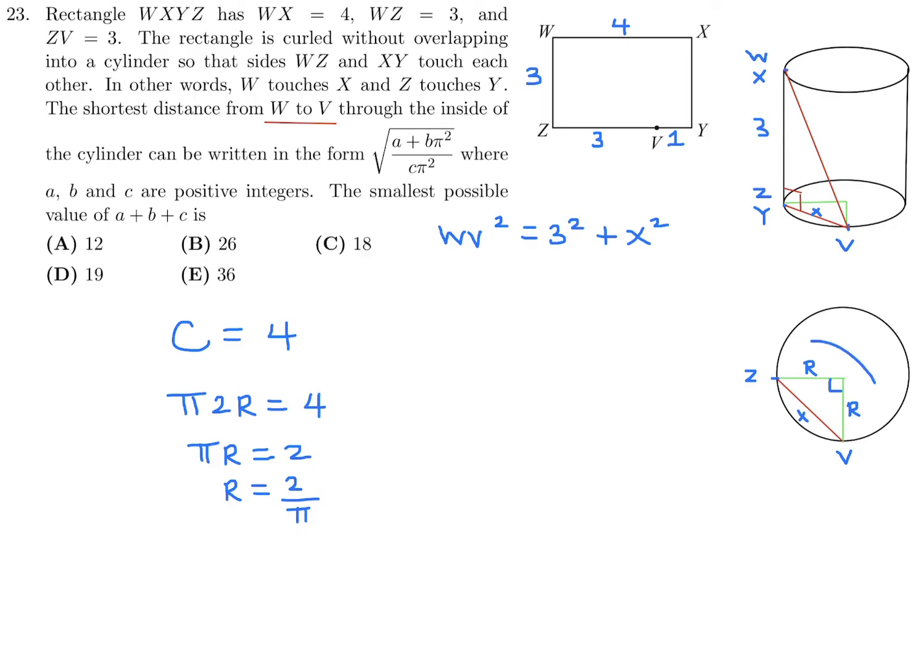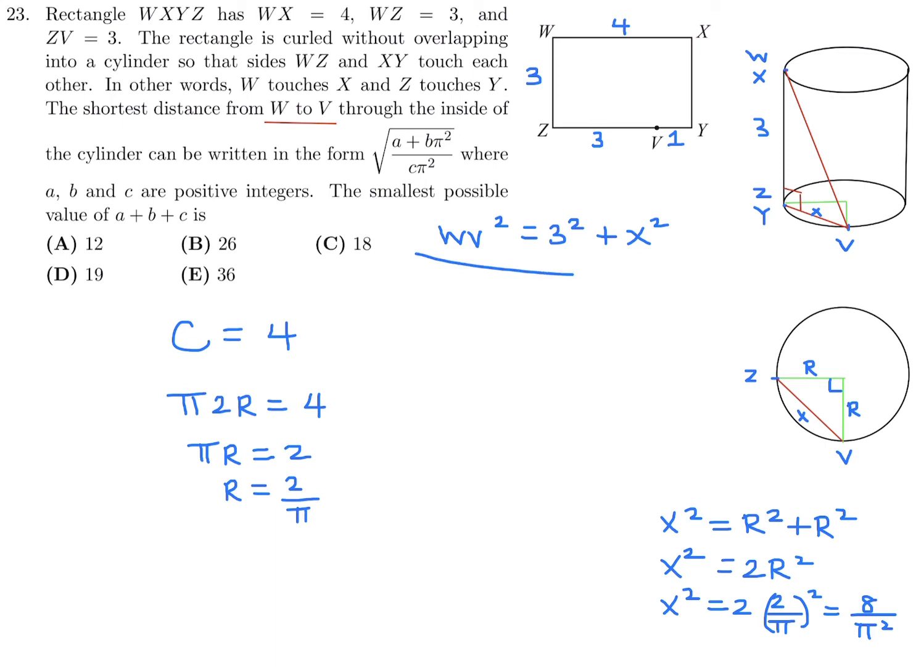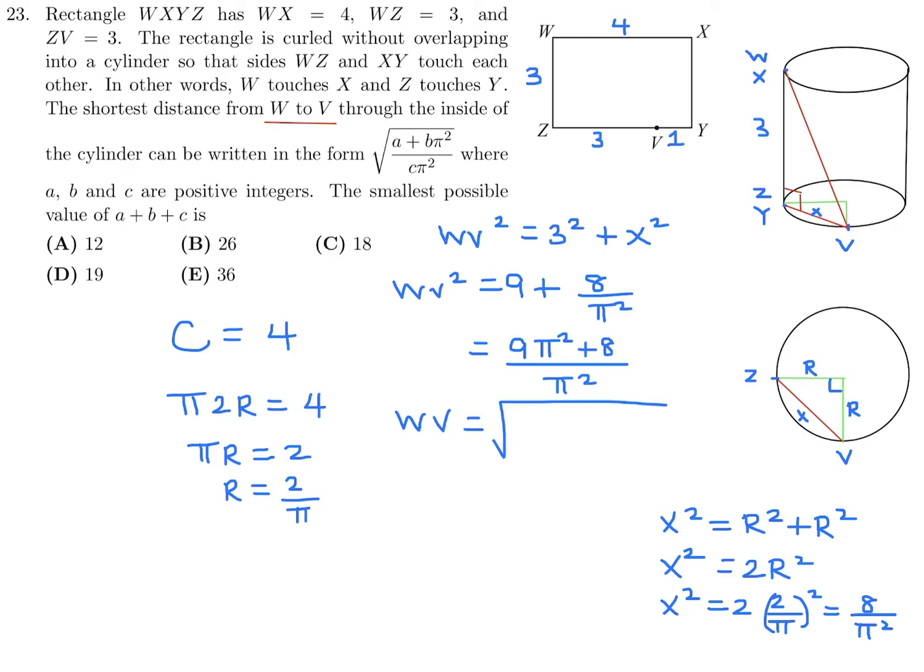All right, now I can use this diagram to figure out x. X squared is equal to r squared plus r squared using Pythagoras. X squared is equal to 2r squared. X squared is equal to 2 times (2 over pi) squared. So that would be 8 over pi squared. All right, I'm ready to figure out WV. WV squared is 9 plus x squared. Well, x squared is 8 over pi squared. And then get a common denominator, and you get 9 pi squared plus 8 over pi squared. And therefore, finally, WV will be the square root of that. So 8 plus 9 pi squared over pi squared.